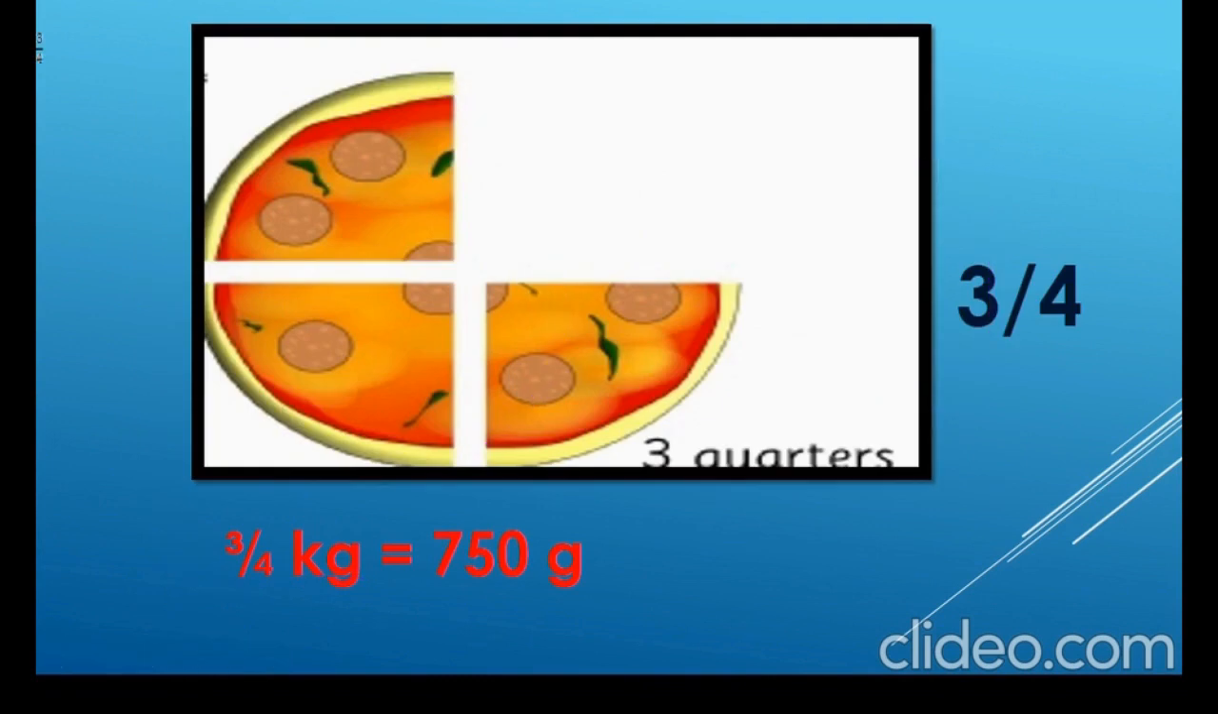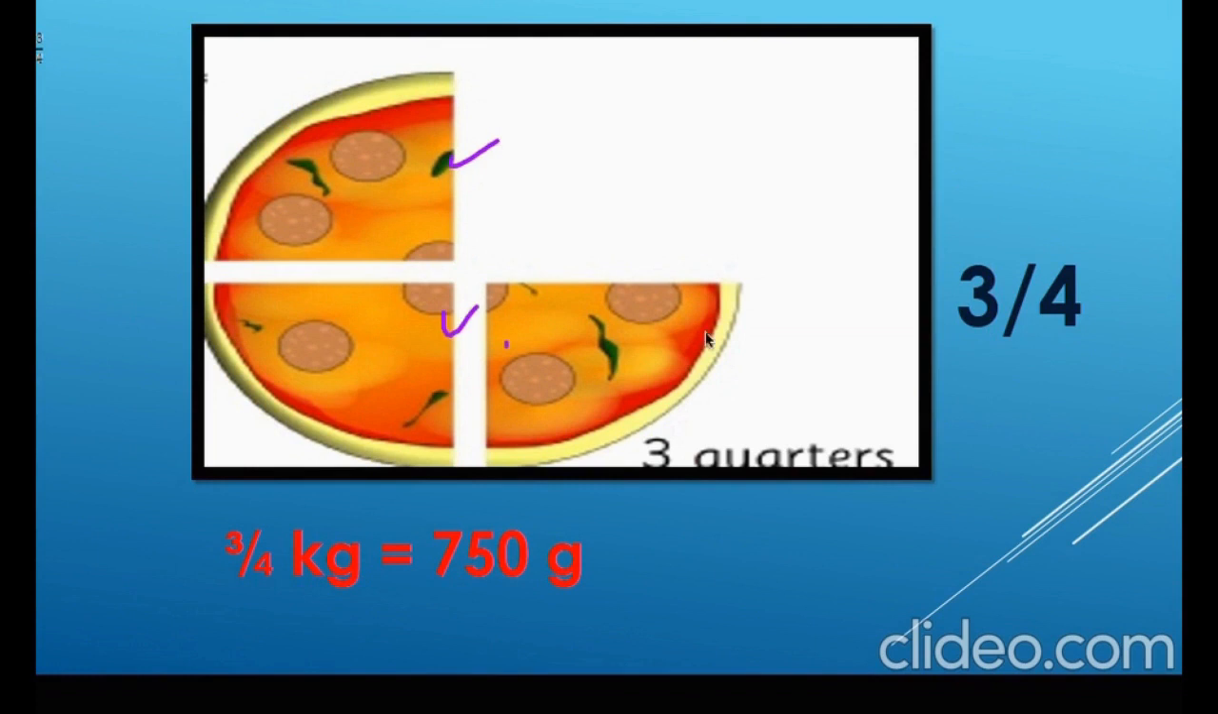Now, what we see here is 3/4. 3/4 kilogram equals 750 grams. Again, 3/4 kilogram equals 750 grams.